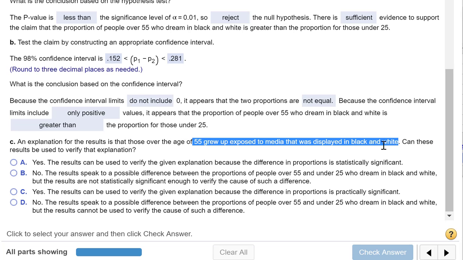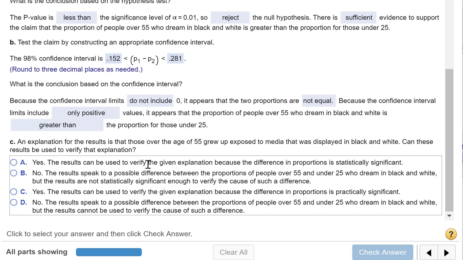So yes or no? So no, we can't really verify why there is a difference. All we're detecting with these statistical tests is that there is a difference. So here's a no. No, the result speaks to possible differences between proportion who dream in black and white, but the results are not statistically significant enough. No, that's definitely not true. I mean, these are very statistically significant, right? It's got a p-value of 0.